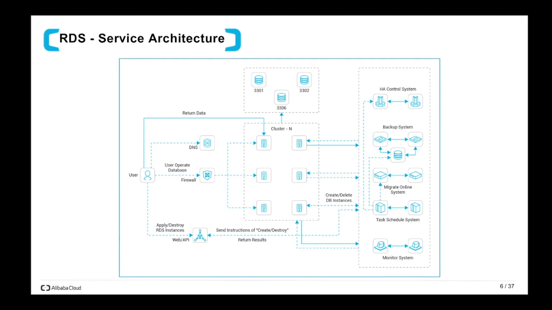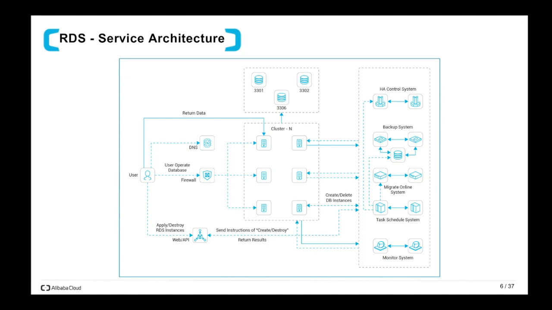After that, the database will be available. So after the DB has been created successfully, you can use the port to access the DB. For example, by default, MySQL instance uses 3326. You can use 3326 to connect to the RDS MySQL instance. Okay, this is the service architecture.